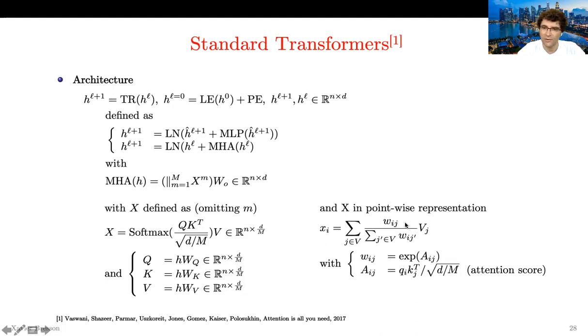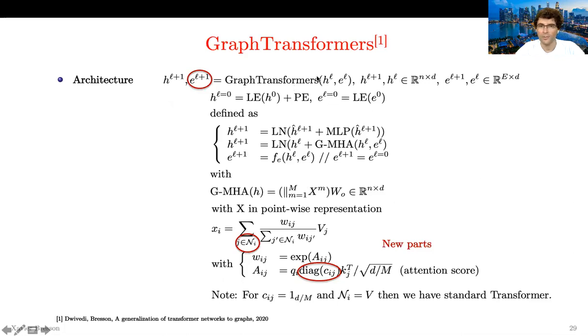So this is in matrix representation. If you look at it in a pointwise representation, basically you have w_ij, the weight score, and the weight score is the exponential of the attention score, and the attention score is the inner product between the key and the query. So we introduced GraphTransformer with the idea of consistency with the standard transformer, as I am going to show you here. Basically, we want the GraphTransformer to reduce to the standard transformer under some conditions.